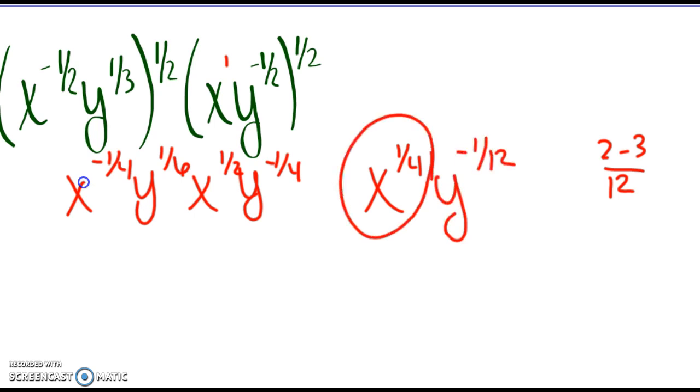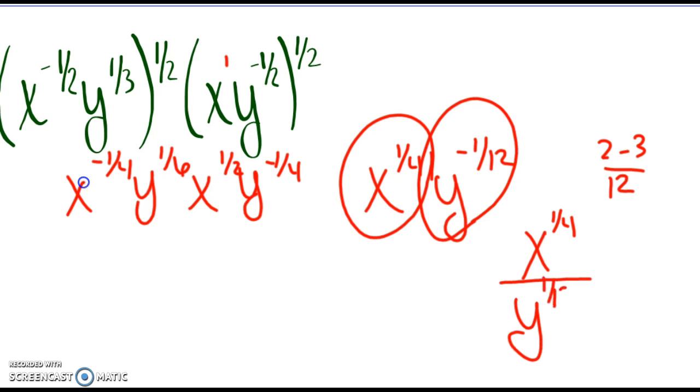This is a positive exponent for this power, so I'm going to leave it where it is. This is a negative exponent in the power, so I'm going to move it to the denominator and make it positive.